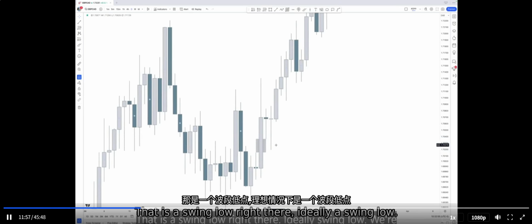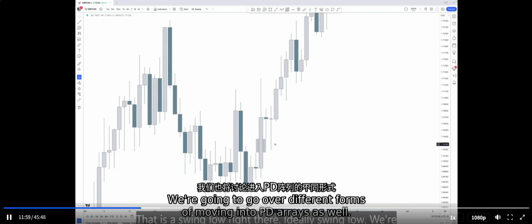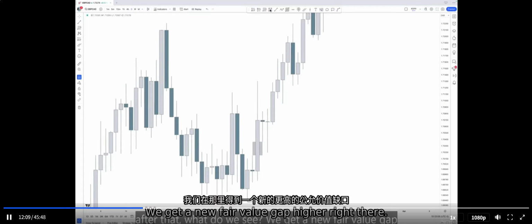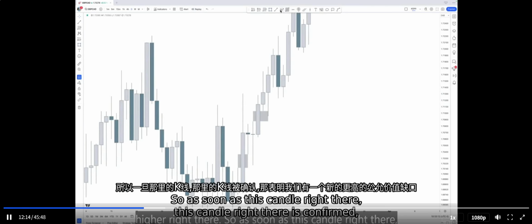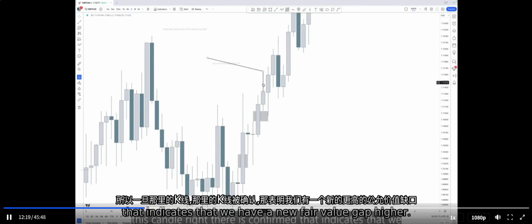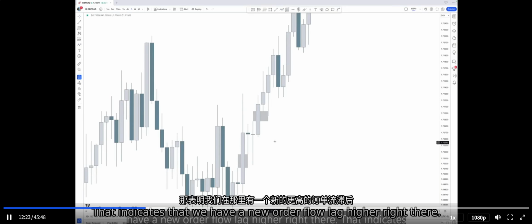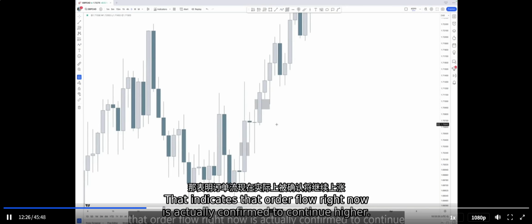and what is an order flow leg higher again? That is a swing low right there, ideally a swing low. We're going to go over different forms of moving into PD arrays as well, but let's just stick to a swing low right now. Then after that, what do we see? We get a new fair value gap higher right there. So as soon as this candle right there is confirmed, that indicates that we have a new fair value gap higher. That indicates that we have a new order flow leg higher right there. That indicates that order flow right now is actually confirmed to continue higher.